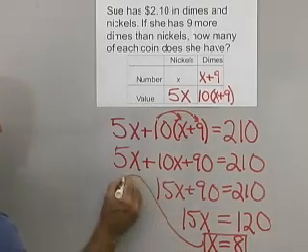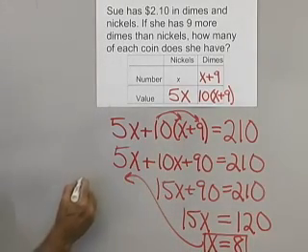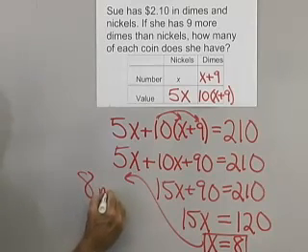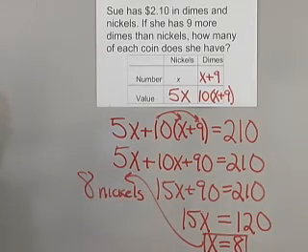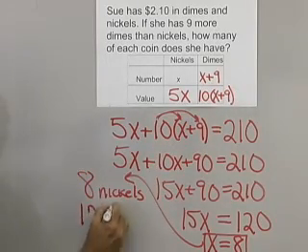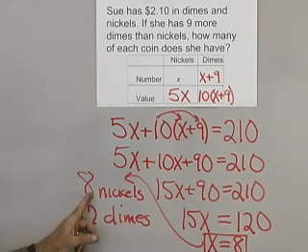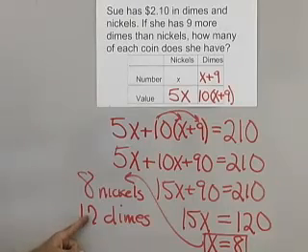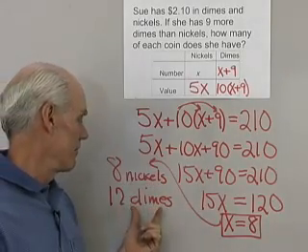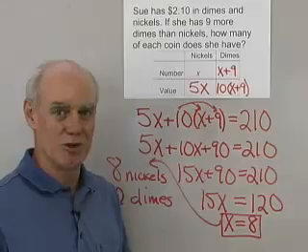So let's bring that up over here. I have x is equal to 8, and that means that I have 8 nickels. Then the number of dimes is 9 more than that, so 8 plus 9 is 17 dimes. Now I can check. 8 nickels is going to be worth, let's see, 8 times 5 is 40 cents. 17 dimes is going to be worth $1.70. $1.70 plus 40 cents is going to be $2.10. And 17 is 9 more than 8. So you can see that the solutions that we get check with the original words of the problem.